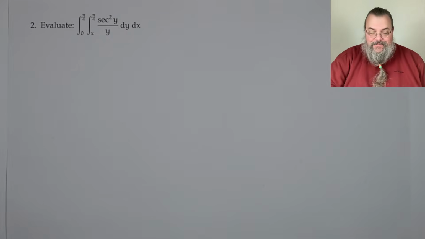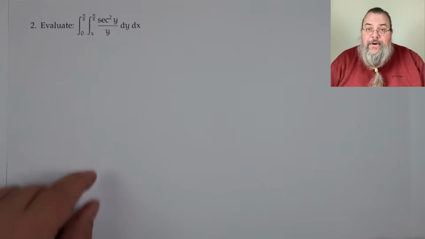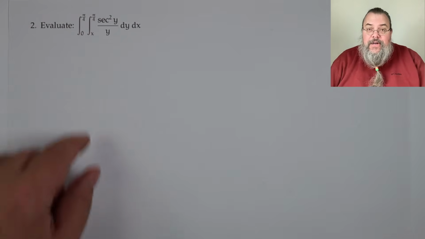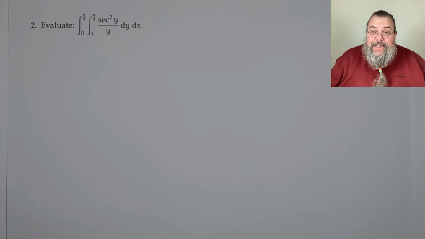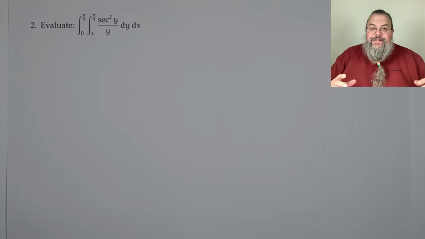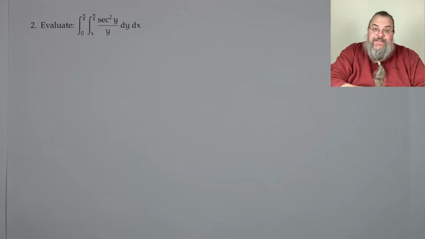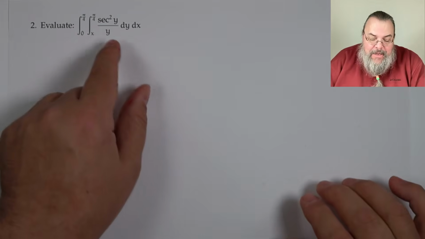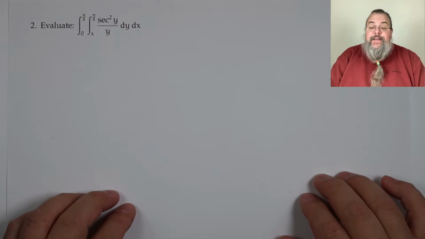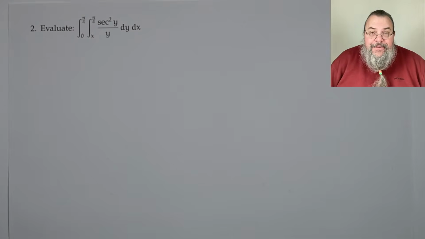Number 2, evaluate this integral. We go from 0 to pi over 4, x to pi over 4, secant squared of y over y, dy dx. And you're looking at this like saying, hopeless, hopeless, right? What's the integral of secant squared of y over y? Actually, that's pretty accurate to say hopeless, right? You're not going to be able to integrate this with respect to y. And so it's like, okay, I guess we're done.